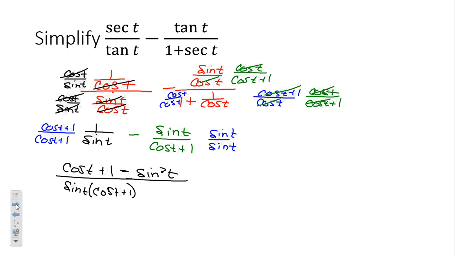So this guy came here, cosine t plus 1. Because I had to multiply the bottom and top. This was the original, and this was the original. Okay, so I got a common denominator of cosine t plus 1. So I multiplied top and bottom by that. And then I multiplied top and bottom by sine.